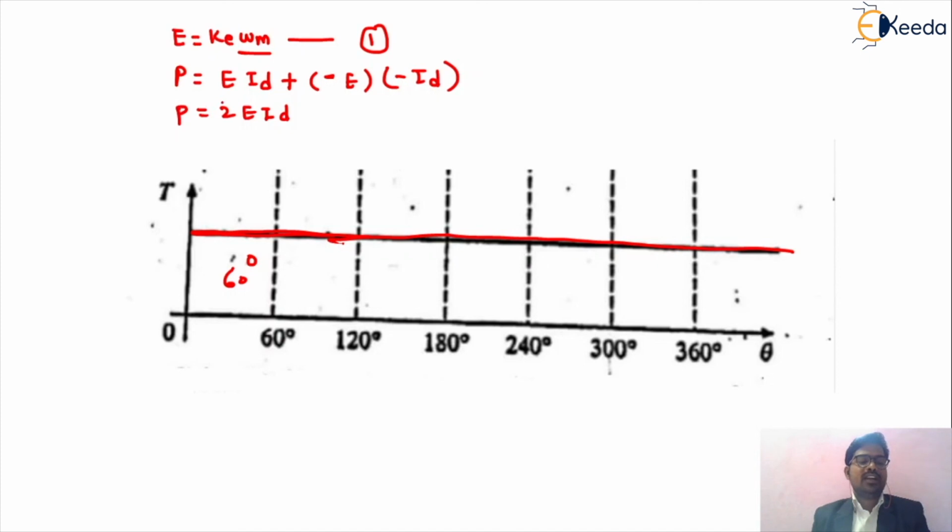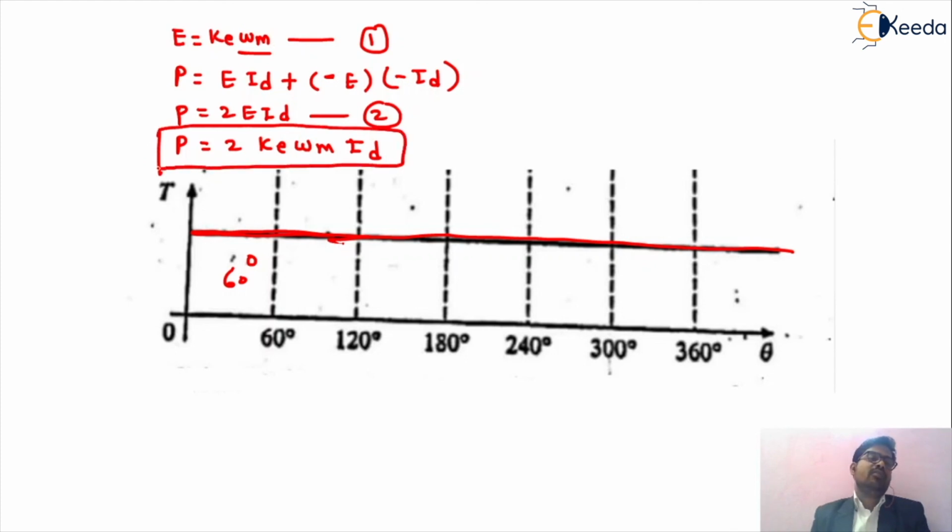So as we know, what should be the value of E? So this is equation number 2. Now we substitute the value of E into that particular equation. So we get the value of power, that is 2 into Ke omega m into ID. Okay. So now friends, this is a very important equation, the power developed by this particular BLDC drive. Now friends, we want to find the value of the torque developed, because this will be the fundamental waveform of torque.